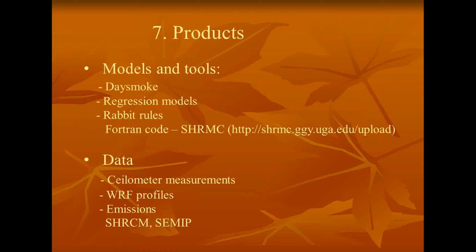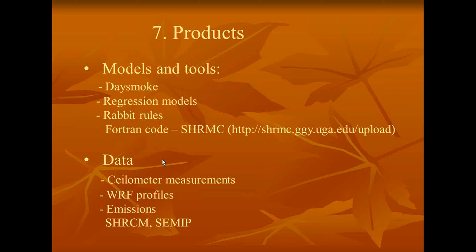So the products could be provided in several formats. One is the models and the tools. The models include the Daysmoke simulation models and Rapidfire tools. The models are basically using Fortran to code the program. They are stored in FireMet, which is a fire and meteorological modeling center in cooperation with University of Georgia. So here is a website where people can find the code of these models.